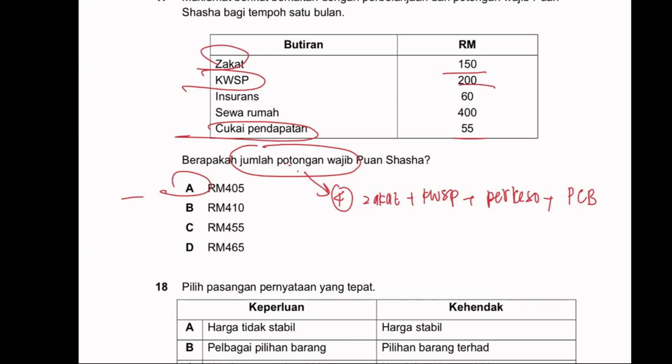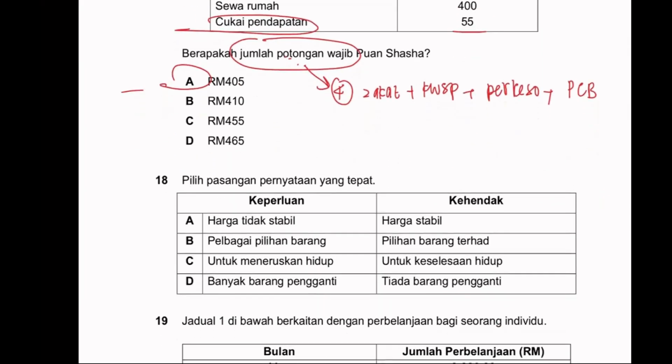I didn't calculate. Alright. Now next, again, they ask you keperluan kehendak. Harga tidak stabil. Is it? No. Keperluan harga sangat stabil. Pelbagai? No. Menerus hidup? Yes. Banyak pengganti? No. Very obvious. You found your answer is C. Okay.